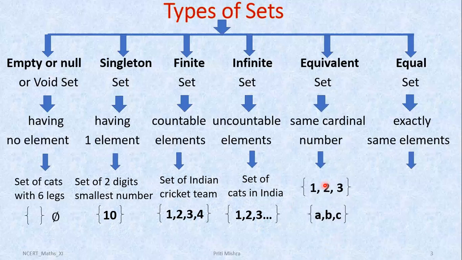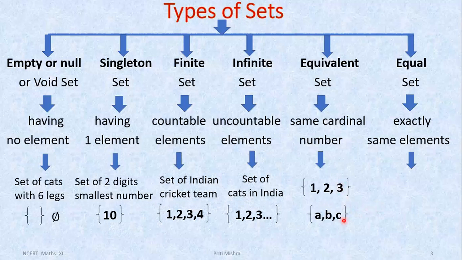Now equivalent set: here you can see I have written 1 2 3 within braces. This is the first set, and another set contains the elements A B C, but both sets have the same number of elements, meaning both have the same cardinal number. So these are equivalent sets. Only the cardinal number matters here; the type of elements doesn't matter.